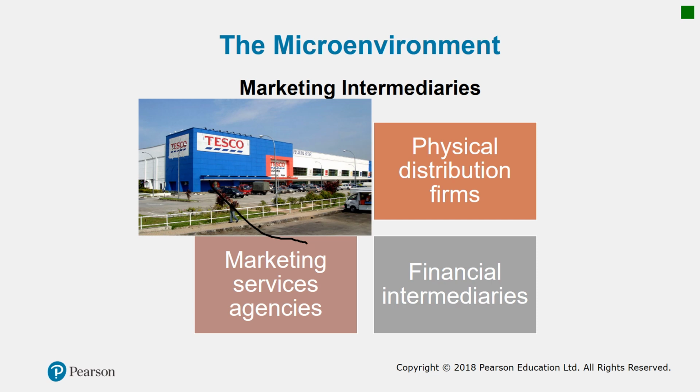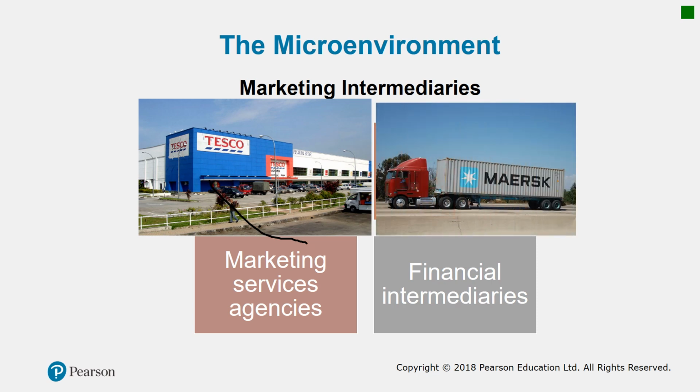The second category of marketing intermediaries under micro environment is the physical distribution.